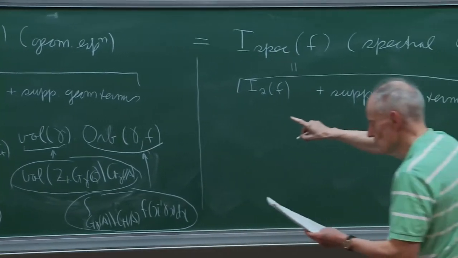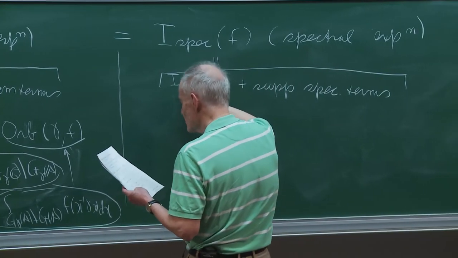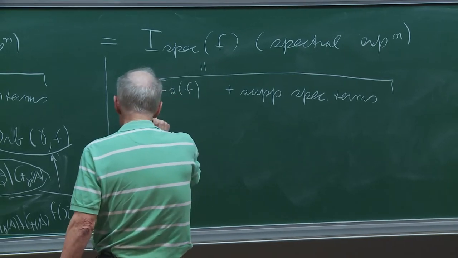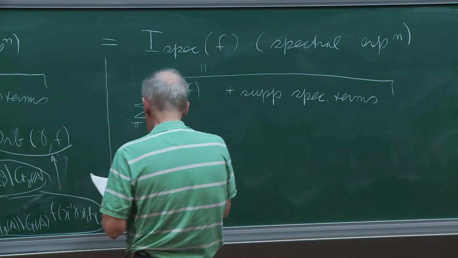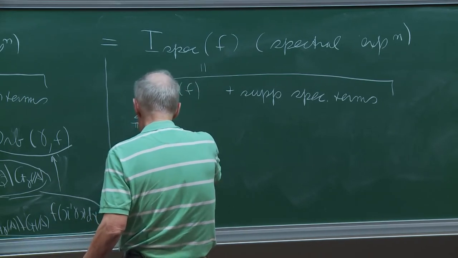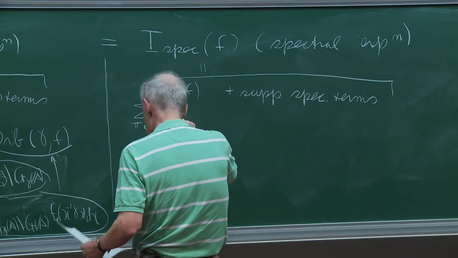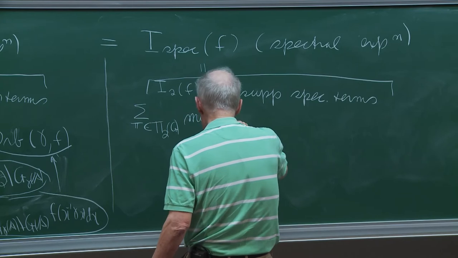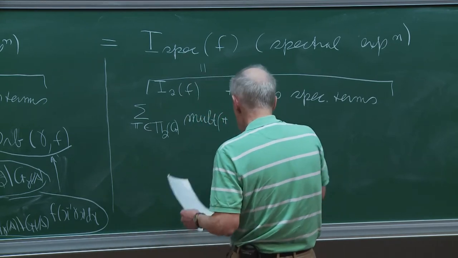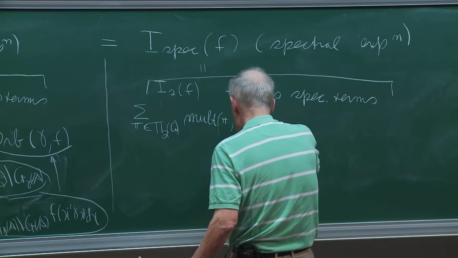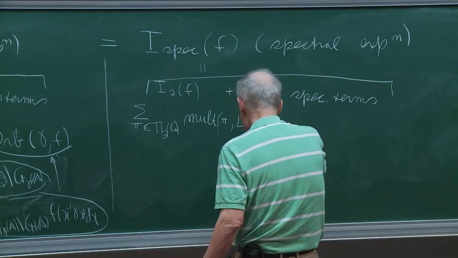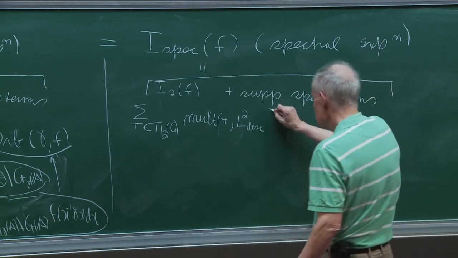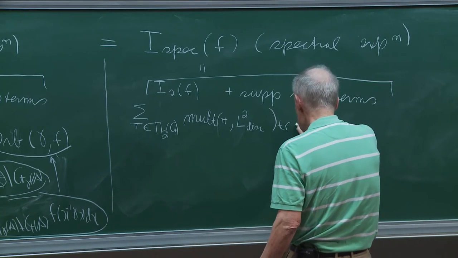And let me just, I won't say too much about these. This is what you really are interested in. So that this is the sum over pi in, let me write it as pi 2 of G, of multiplicities of pi in the L2, the discrete spectrum sitting in the L2 of G(A) modulo G(Q), times the character, the trace of pi of f.